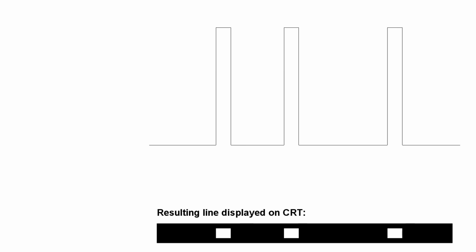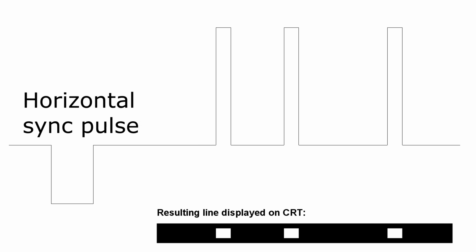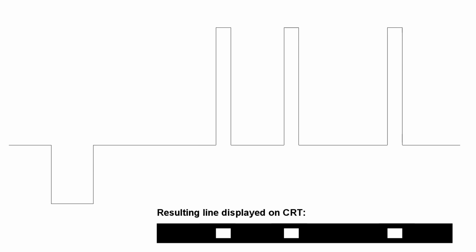The TV needs a second piece of information to help it synchronize the motion of the electron gun. This is a horizontal sync pulse. Dropping the voltage for this short interval tells the TV it's time to move its beam all the way back to the left to prepare for the next horizontal line. A similar vertical sync pulse forces the TV to rewind its beam back up to the top of the screen after each field has been sent.